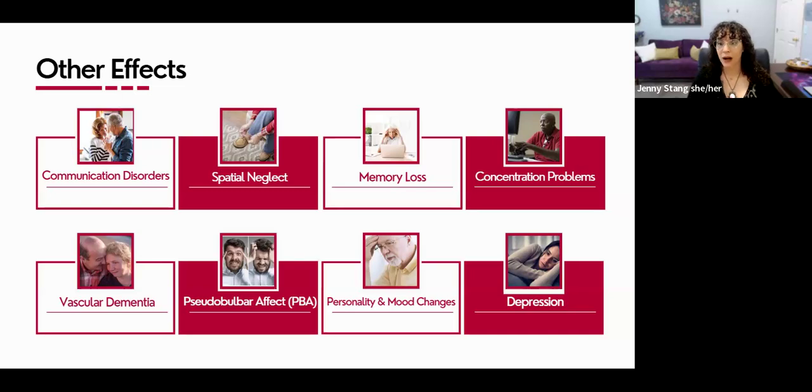Very quickly, some other things. Memory loss is very common. Difficulty with concentrating all of a sudden, right? And stroke can also lead to vascular dementia. Some of you are caring for loved ones who have vascular dementia because they had a stroke, and now regions of the brain are dying off, and that's leading to dementia.